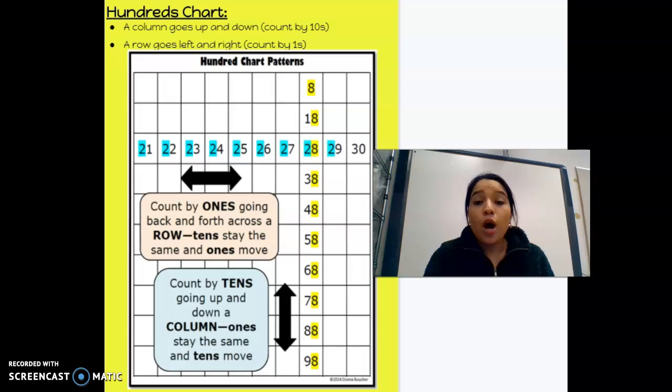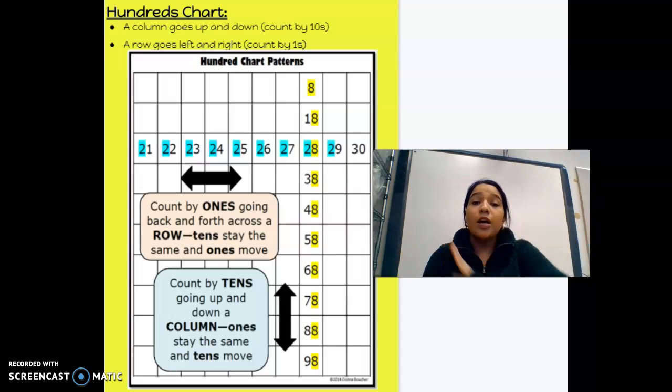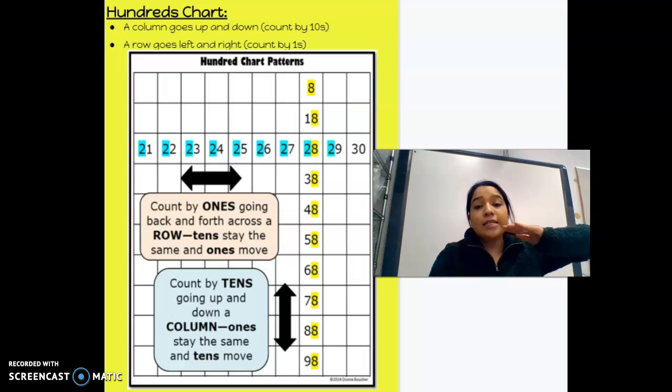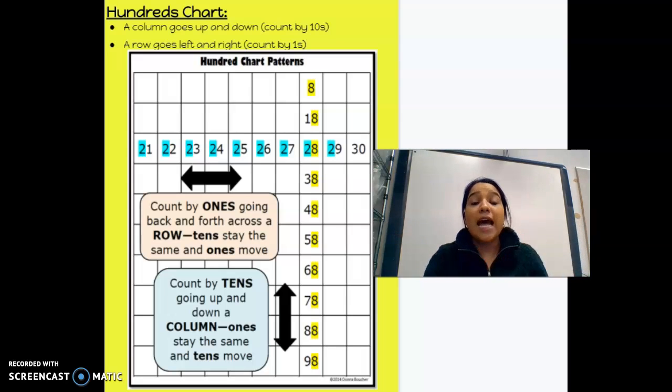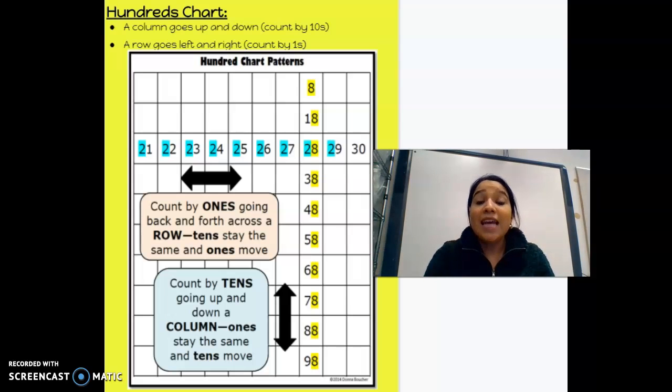Now our row, we go left to right. Do it with me, left to right, and we're counting by ones. Whenever we are counting in our row, what place value stays the same? Can you tell me? The tens. Yes, the tens place stays the same. So when we are counting by ones and we're counting in our row, our tens place stays the same. Awesome job. Now let's go ahead and look at your assignment for today.